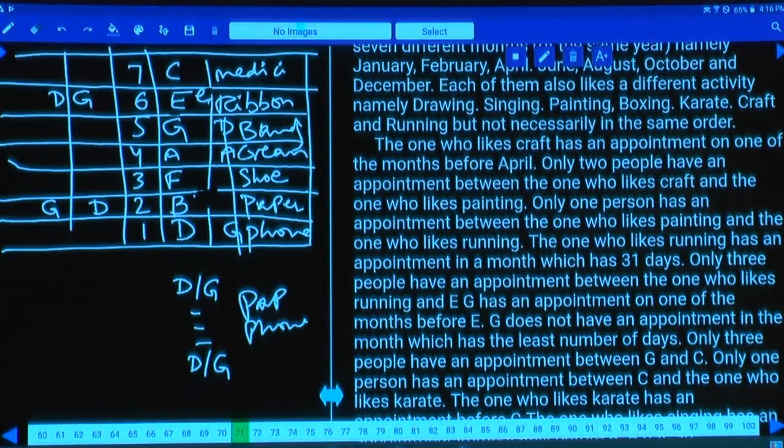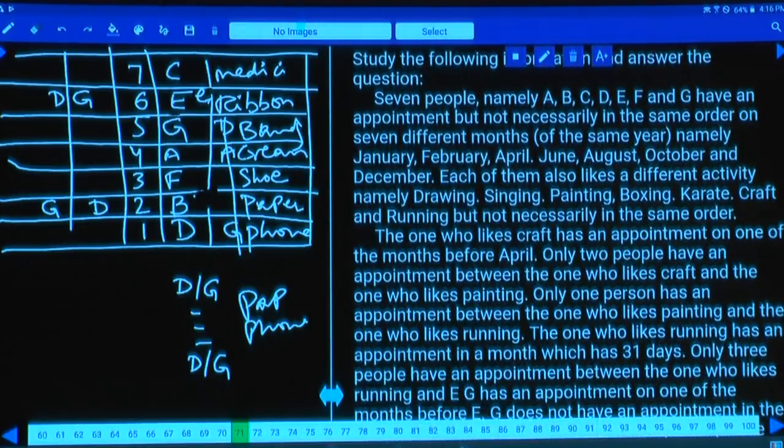Then question number 71 to 75. Now in this question, 7 people A, B, C, D, F and G have an appointment but not necessarily in the same order on 7 different months, namely Jan, Feb, April, June, August, October and December. And each of them likes a different activity named drawing, singing, painting, boxing and karate, and not necessarily in the same order. 7 persons, 7 different months were given.